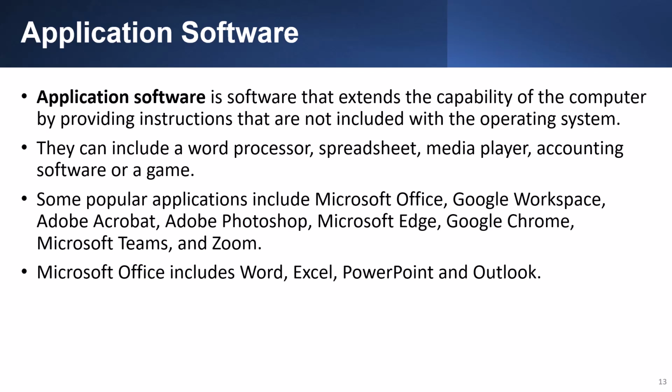Application software is software that extends the capabilities of the computer by providing instructions that are not included with the operating system. They can include a word processor, spreadsheet, media player, accounting software, or a game. Some popular applications include Microsoft Office, Google Workspace, Adobe Acrobat, Adobe Photoshop, Microsoft Edge, Google Chrome, Microsoft Teams, and Zoom. Microsoft Office includes Word, Excel, PowerPoint, and Outlook.